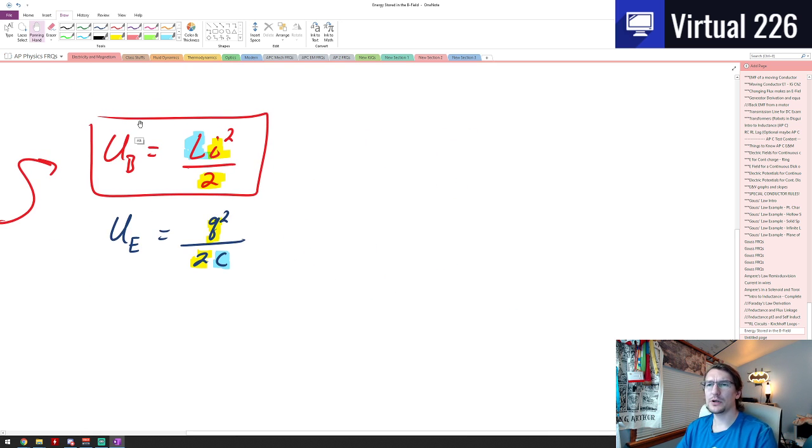Now, we won't need it for this class, but if you wanted to be more complete with everything, you could actually find what's known as the magnetic energy density inside of the inductor as well.